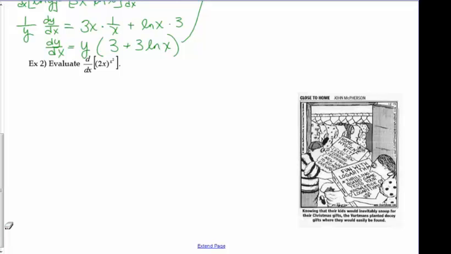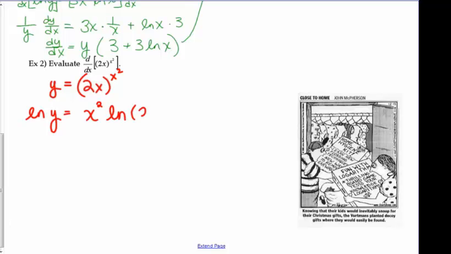So I have d dx of 2x to the x squared. I've got a variable base and a variable exponent. So y equals 2x to the x squared. I'm going to take the ln of both sides. When I do that, I'm going to bring down the power just to save myself some room. So I have ln y equals x squared ln of 2x. I brought the x squared down in front. Now I'm going to take my derivative, d dx.